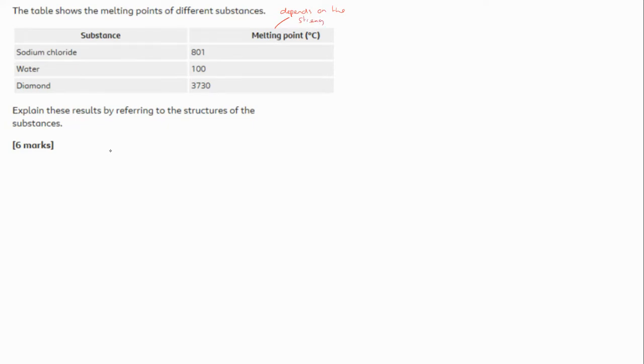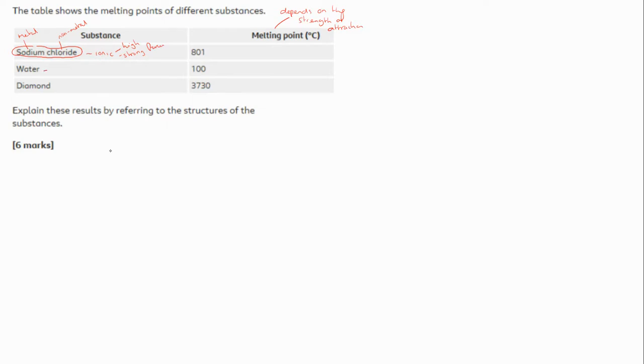So we need to look at the strength of the forces of attraction in each of these substances and compare them. So it depends on the strength of attraction. We need to look at each of these substances in turn. Sodium chloride: sodium is a metal and chlorine is a non-metal. Because you've got a metal that's reactive with a non-metal, this substance is ionic. And ionic substances have high melting points because you've got strong electrostatic forces of attraction between the opposite ions.